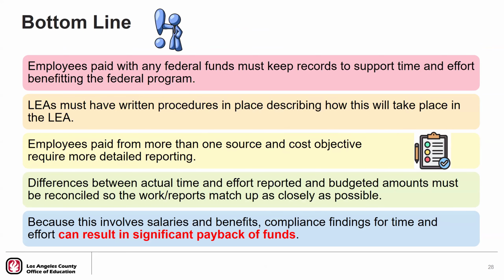So in summary, the bottom line for time and effort reporting can be summarized in the following major points. Any employees paid with any amount of federal funds or required from a state program must keep accurate records to support time and effort benefiting the federal or restricted state program. The LEA must have written procedures in place describing how this will take place in the LEA. Where are the forms found? When are they completed? When are they submitted? To whom and who checks them?